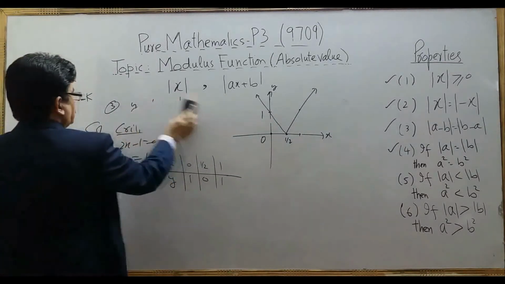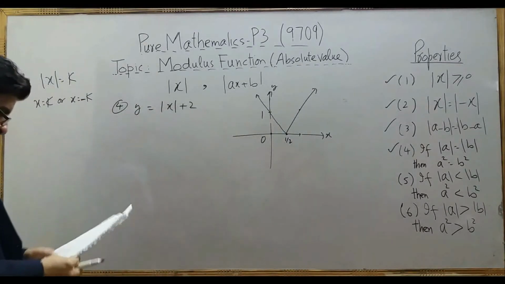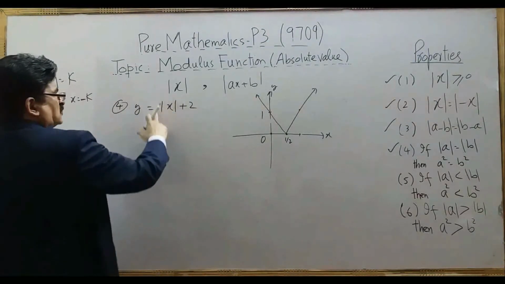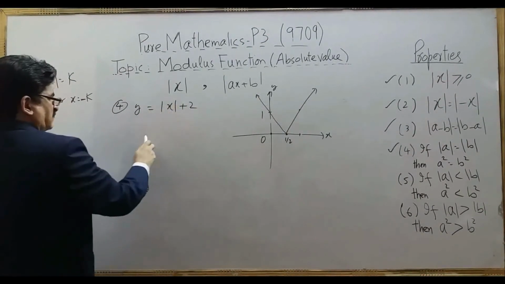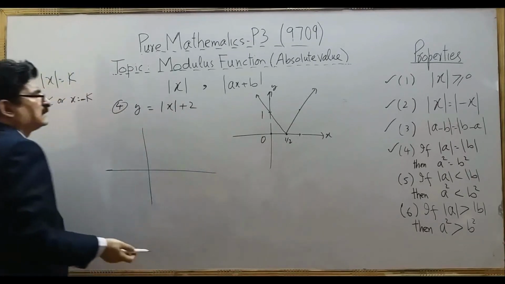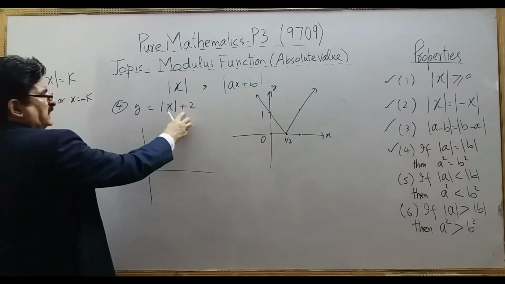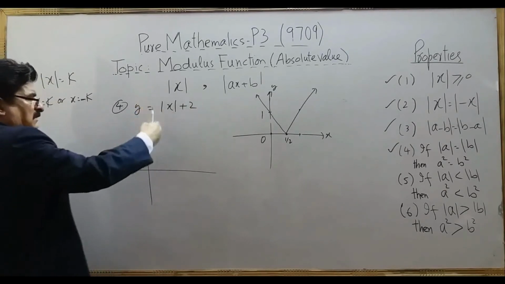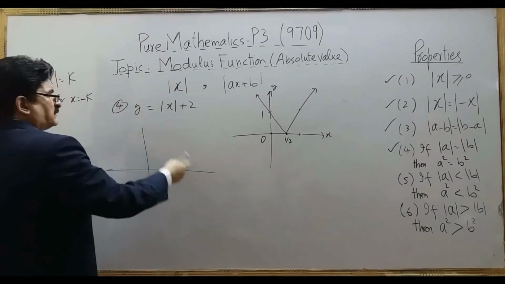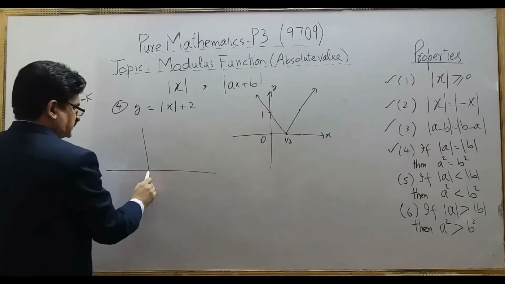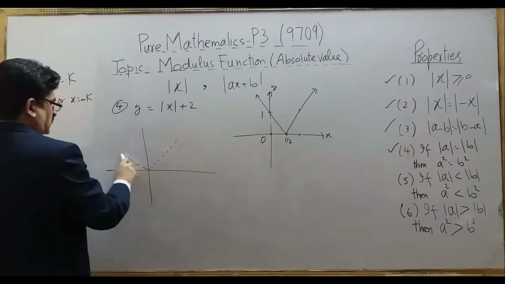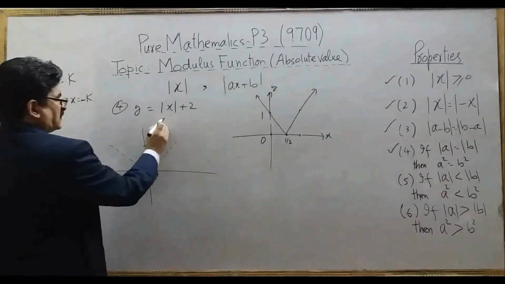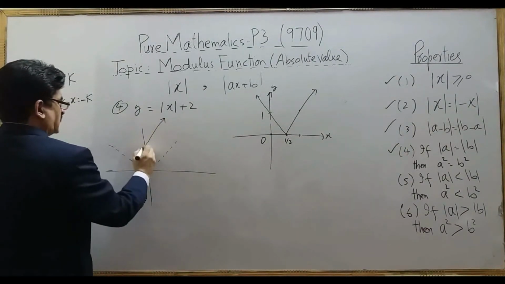Now see a change. Example 4, |x| plus 2. Now one way of sketching this graph is that you first sketch the graph of |x| with pencil, and then plus 2 means you translate the graph 2 units parallel to the y-axis. As you have seen in example 1, we have sketched the graph of y is equal to |x|. This is not the actual graph. Now shift it 2 units above the axis. This will be your actual graph. These will be parallel lines.